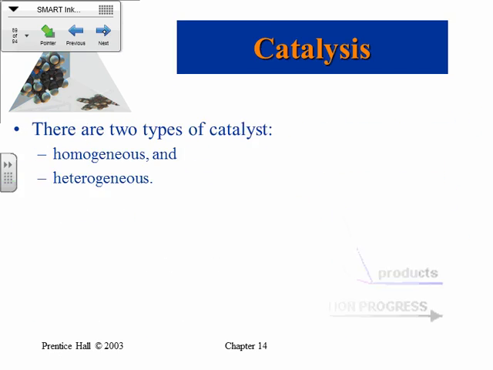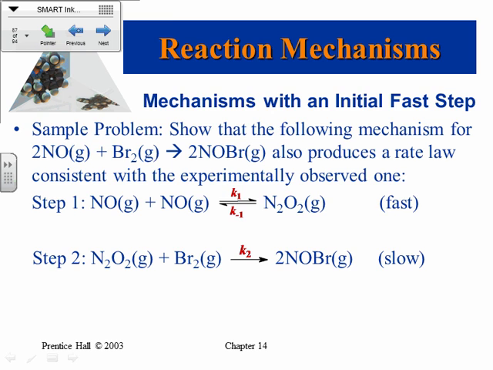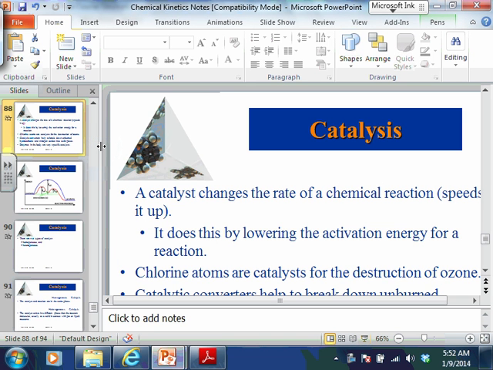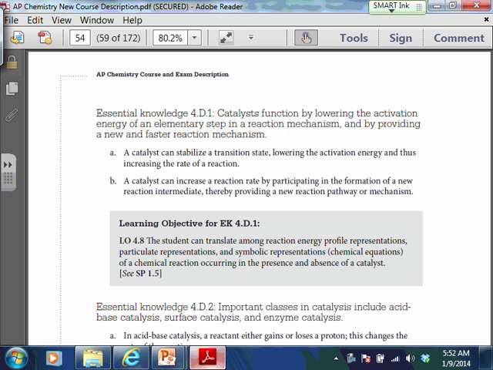Either they lower that activation energy. Just went too far. Oh, sorry, I'm on the wrong screen again. A little disorganized this morning. I did not expect this to be off again.